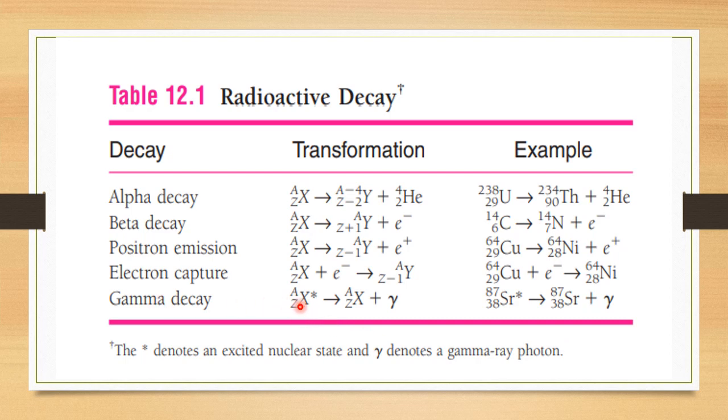Now gamma decay. This star denotes the excited nuclear state. This is the excited state, and here there is no transformation taking place, but the element is de-excited to a lower energy state. Okay, and gamma is liberated. A gamma ray photon is liberated. So this is an example, right?